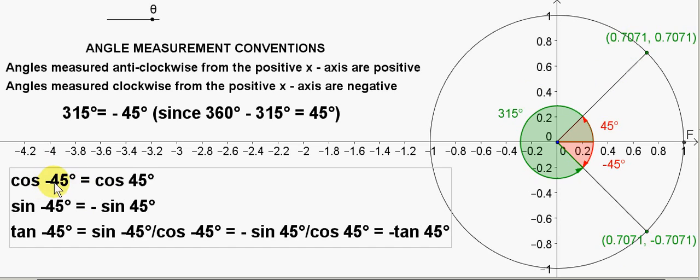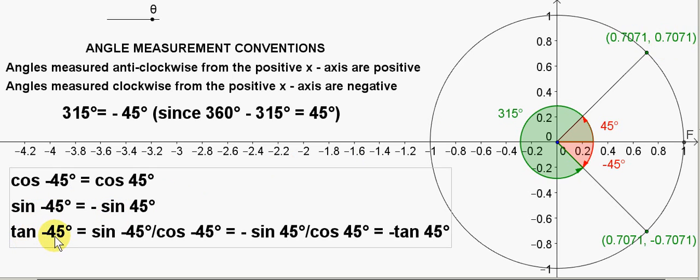So we see that the cos of a negative angle is equal to the cos of the positive angle. And this is true regardless of what the angle is. In this case, the negative angle happens to be an acute angle, but it turns out that it doesn't matter. Let's look at the sine of minus 45. The sine of minus 45 is minus 0.7071, whereas the sine of plus 45 is plus 0.7071. So we can get the sine of minus 45 by sticking a minus sign in front of the sine of plus 45.